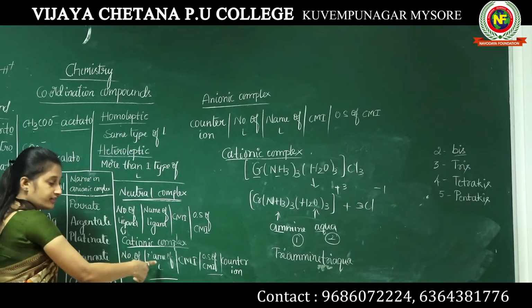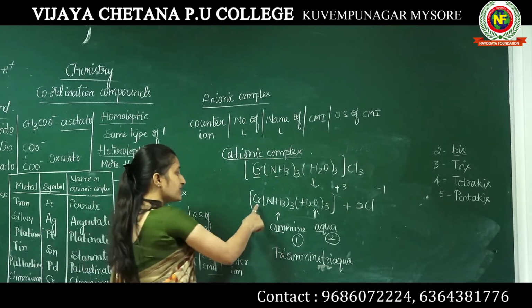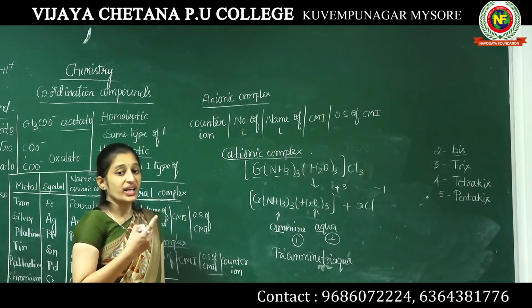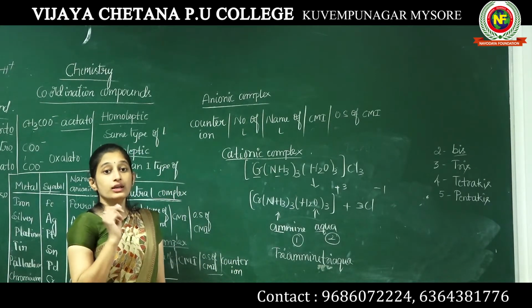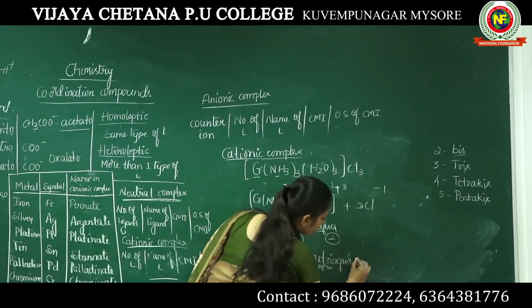Number of ligands, name of the ligand, over CMI, central metal atom. Which one is the central metal atom? Chromium. Shall I write chromate or chromium? Only chromium. Why? It's cationic. That's why chromium.